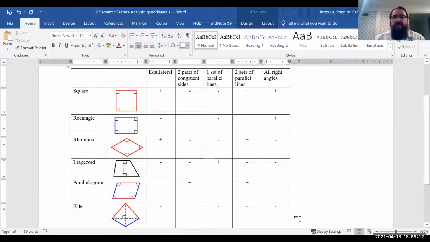And they love to say, is a square this, is a square that, and you can get into all of this. But this is technically what defines these things. And it's an important thing for students to know in geometry. So, that's a feature analysis.